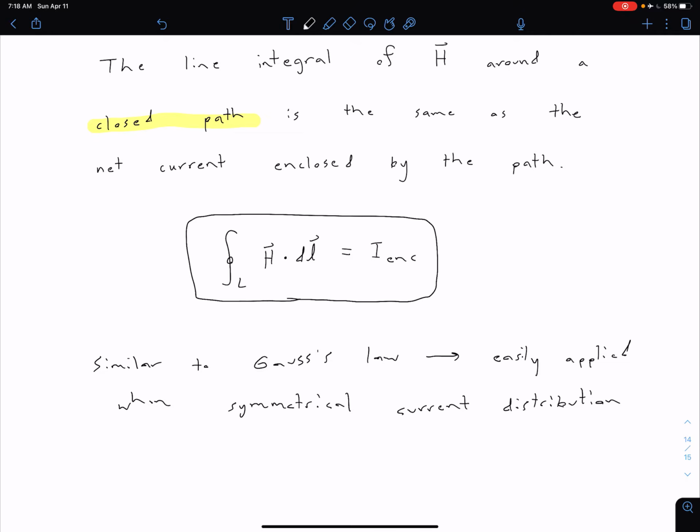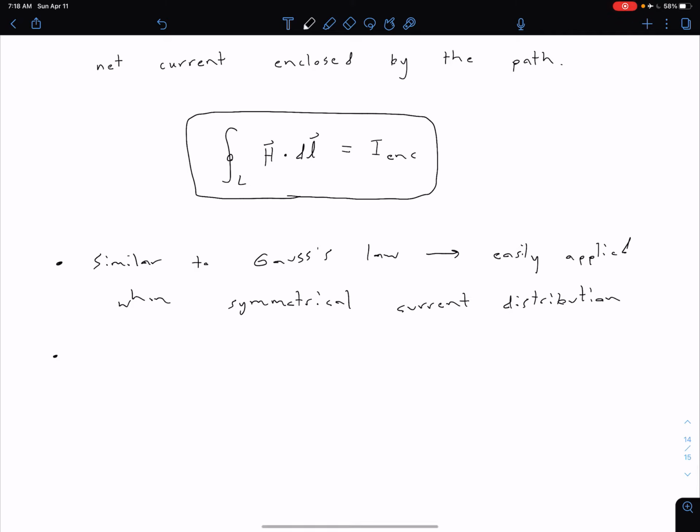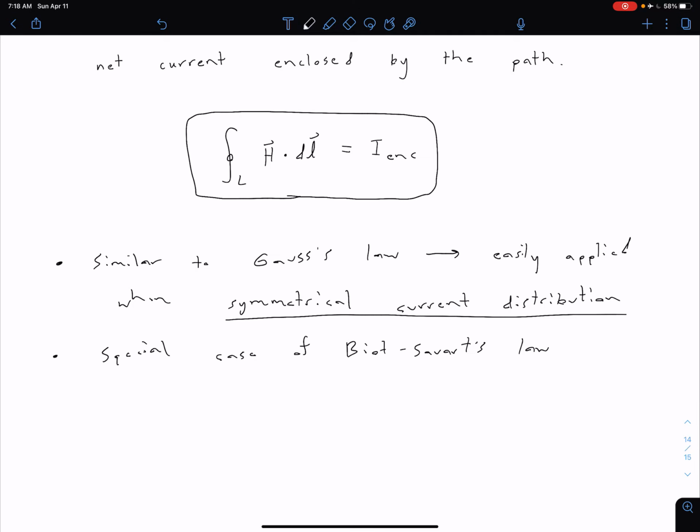And just like Gauss's law was a special case of Coulomb's law, our Ampere circuit law is a special case of the Biot-Savart law. Again, when we have that symmetrical current distribution, it's going to be easier to use our Ampere circuit law. We're going to see that in some of the following videos where we take another look at our infinite current carrying filament, and we're also going to look at some other current configurations which have symmetrical distribution.